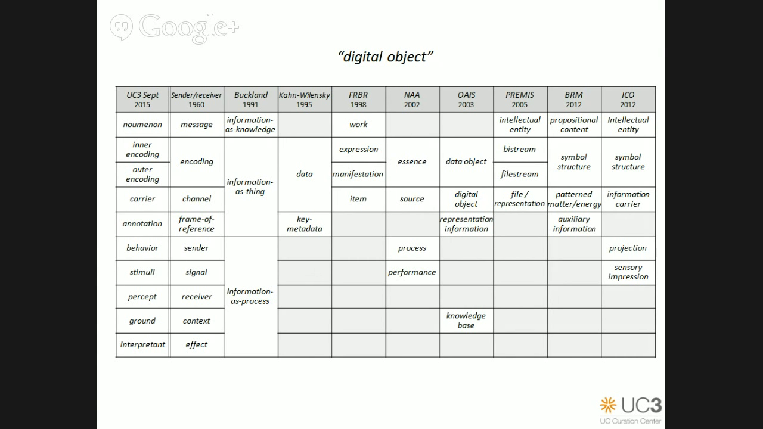So referring back to our earlier table, we can see filling in our particular decomposed components: noumenon, inner and outer encodings, carriers, annotations, behaviors, ultimately resulting in stimuli, percept, which is referring to the uninterpreted sense image that results from perception. The very important subjective ground that provides contextualization, and finally the interpretation, the experience of meaning or affect.